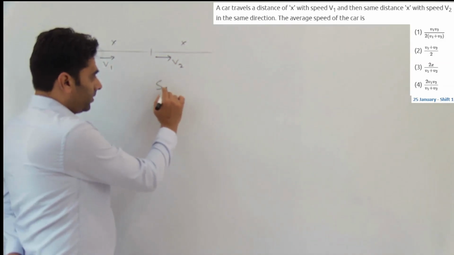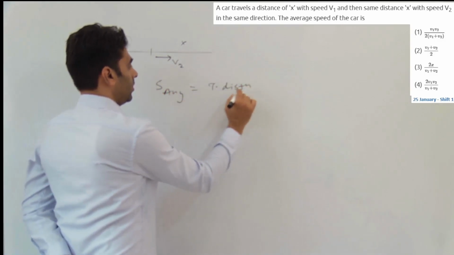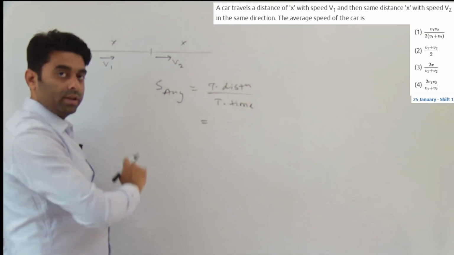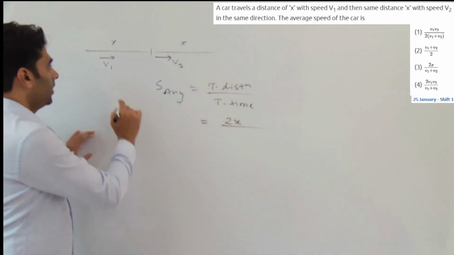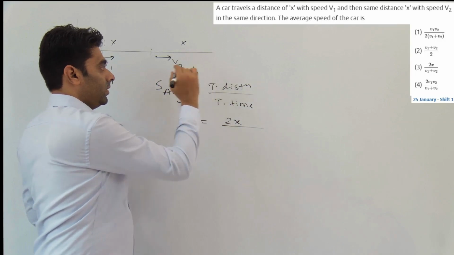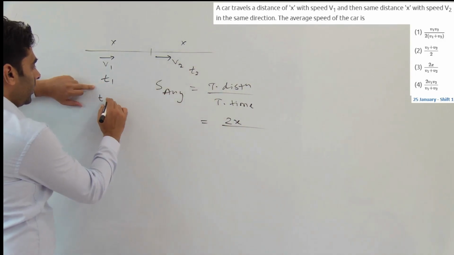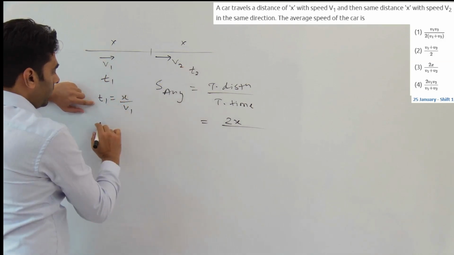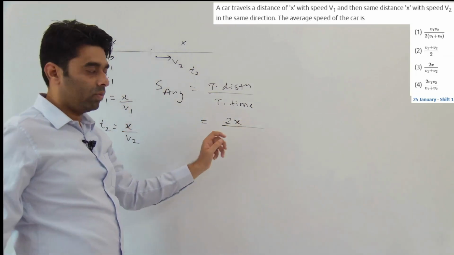What is average speed, beta? Average speed is total distance by total time. Now total distance traveled over here is x plus x, 2x. Total time will be the time taken in the first part and the time taken in the second part. So we can write down the T1 value. T1 will be your distance by speed, that is x by v1, and similarly the T2 value can be written as x by v2.